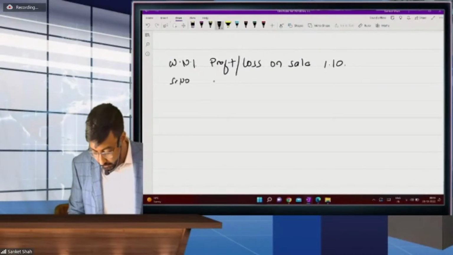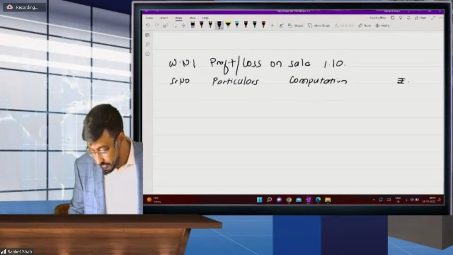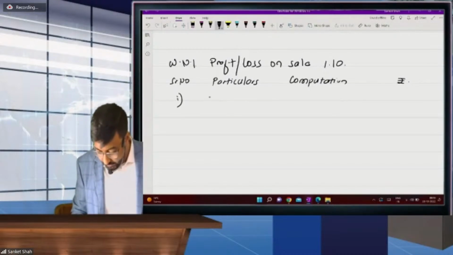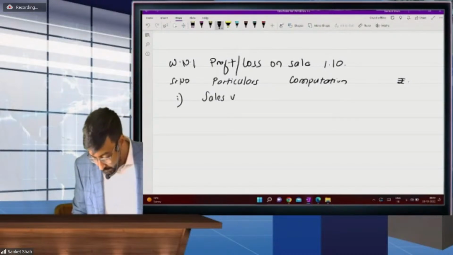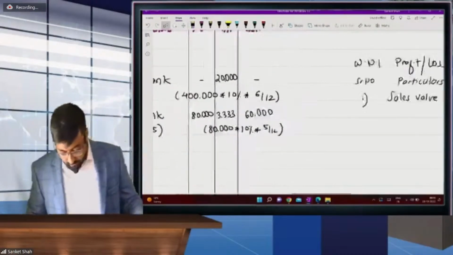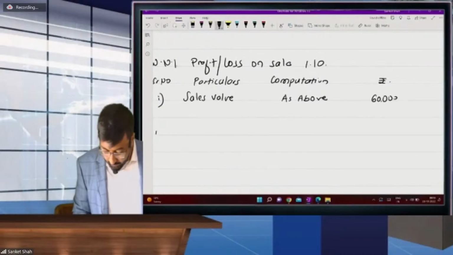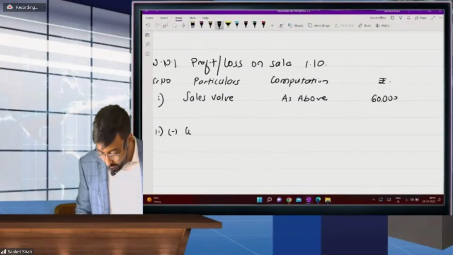Serial number, particulars, computation, rupees. Roman 1. Sales value as above, 60,000. Roman 2, cost of acquisition.